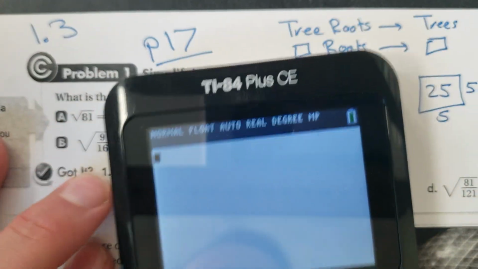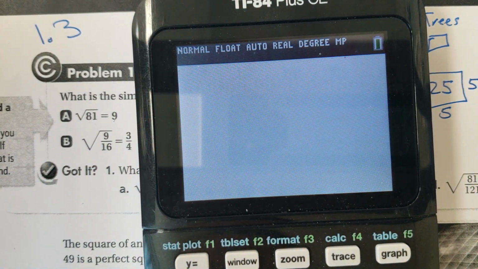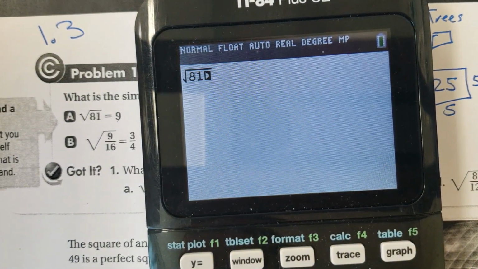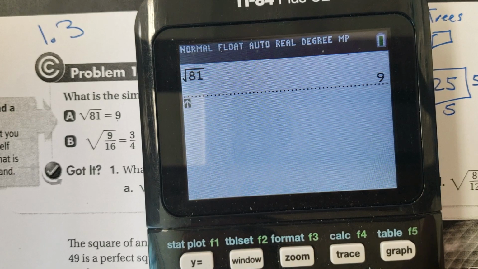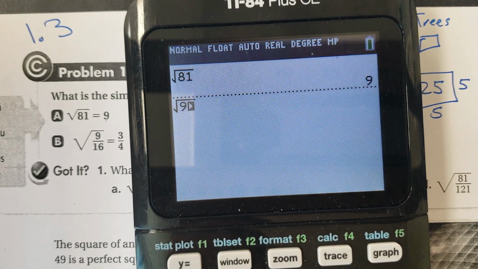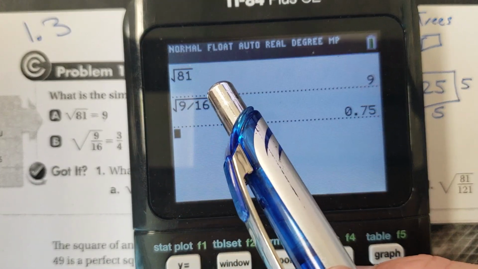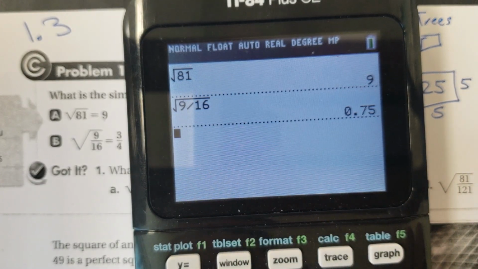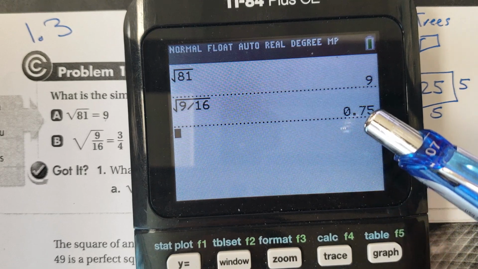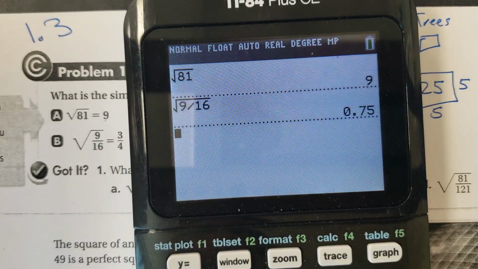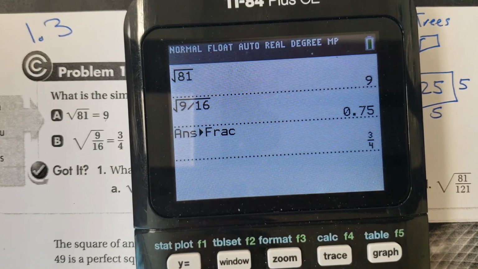Okay, so let's check to see if we can get the same things that they get. Here we go. Square root 81, send it. Yep. Square root of 9/16. Now make sure the radical sign goes over the entire thing, otherwise you might have to use grouping symbols. Now they give you a decimal, 0.75, but again, math fraction would be 3/4.